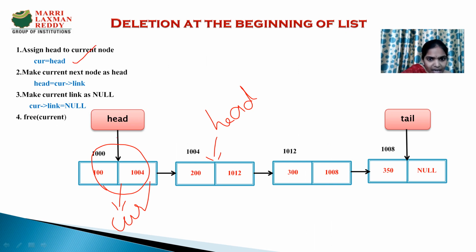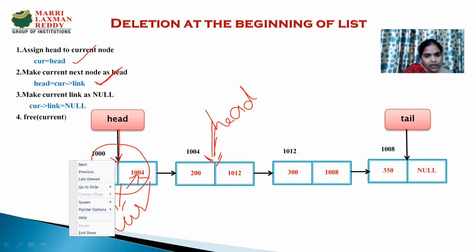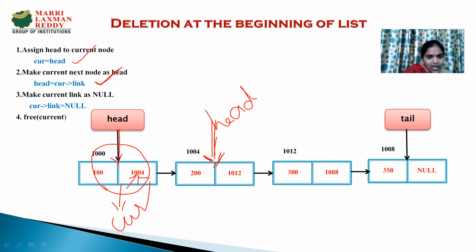If I want to move this head node to the next node, I have to make head equals current link. It means in the current link place, I need to move the head. The current link is 1004. So in that place, I have to move the head node. By the help of this second statement, automatically this head node will be moved to the next position. Then I have to make the current link as null. So this node gets deleted.